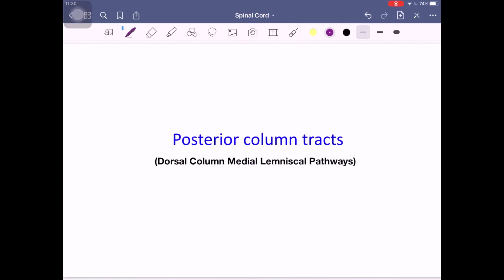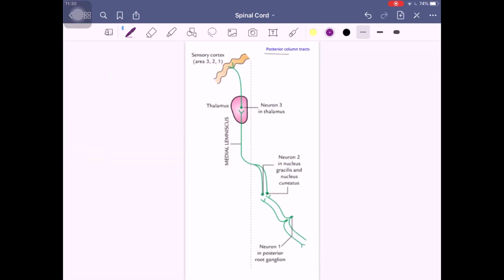So gracilis and cuneatus. Okay. Now this is also called the dorsal column medial lemniscal pathway. Why is it called dorsal column? Because it is present in the posterior column, which is also called the dorsal column. Now why is it called the medial lemniscus? We have learned about the spinal lemniscus. This is a new word, medial lemniscus. Once both the gracile and cuneatus tracts go up to the brainstem, they club together and form a single white matter bundle, a ribbon, and we call that the medial lemniscus. That is the reason it is called the dorsal column medial lemniscal pathway.